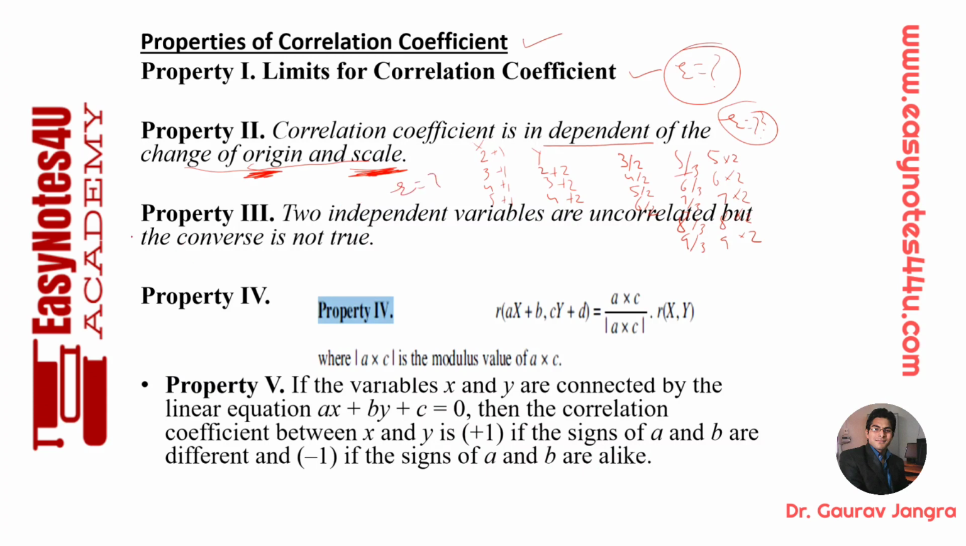The third property is that two independent variables are uncorrelated, but the converse is not true. Two independent variables can be uncorrelated, but the converse is not true. Uncorrelated variables may not be independent, but independent variables are uncorrelated.